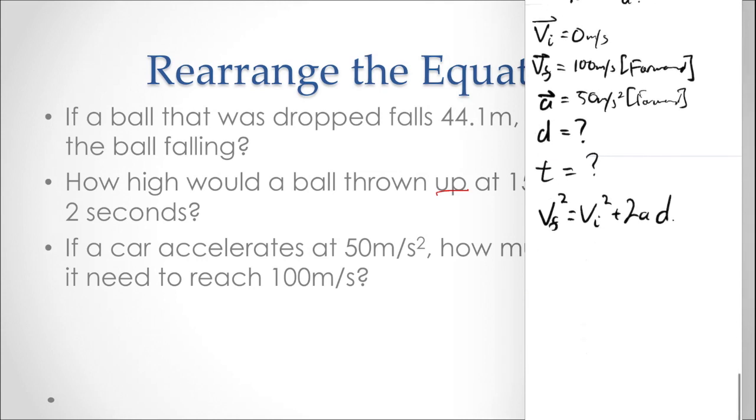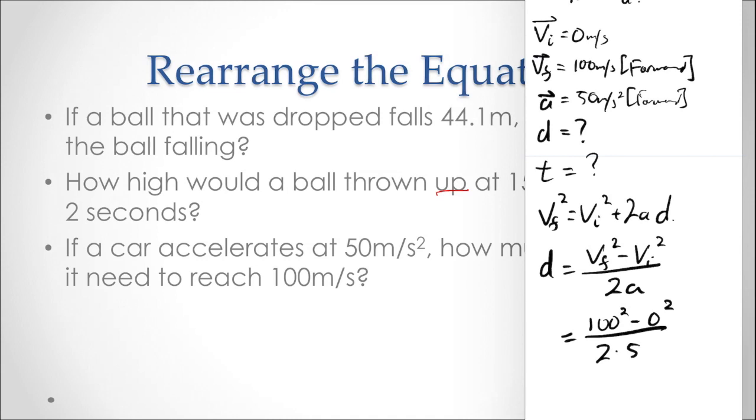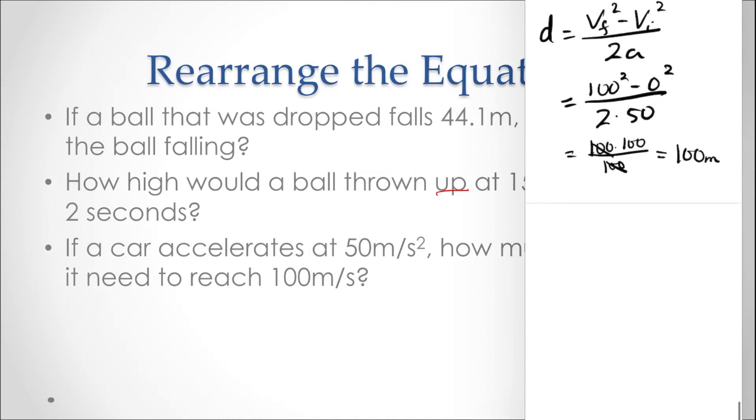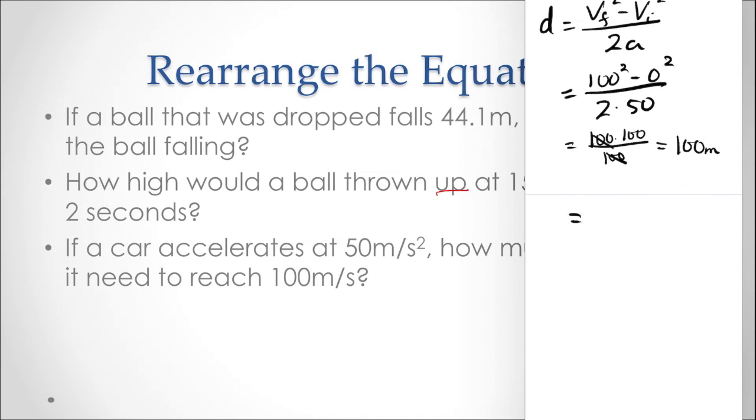Solving for d, we find that d is equal to vf squared minus vi squared over 2a. Plugging in the numbers that we know, this is equal to 100 squared minus 0 squared over 2 times 50. This gives us 100 times 100 over 100, which is equal to 100 meters. So the distance we need to get up to speed is 100 meters, or with proper sig figs, 1.0 times 10 to the 2 meters.